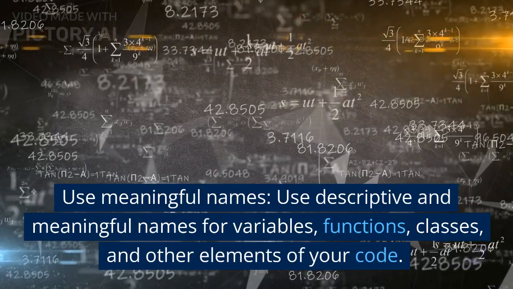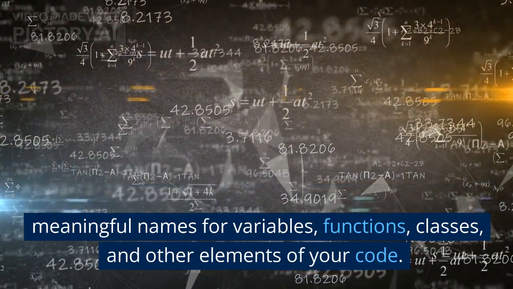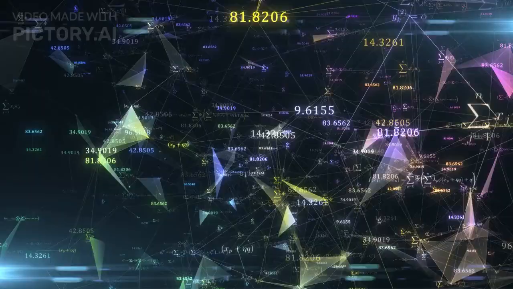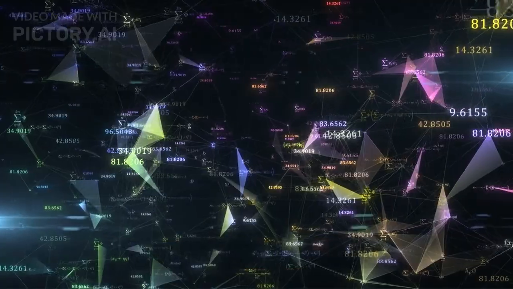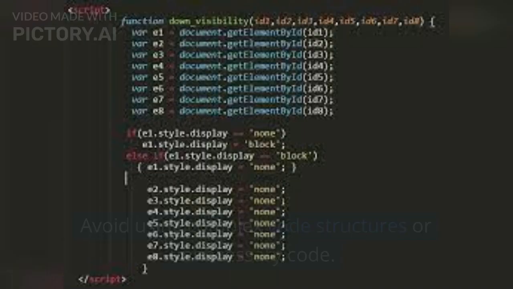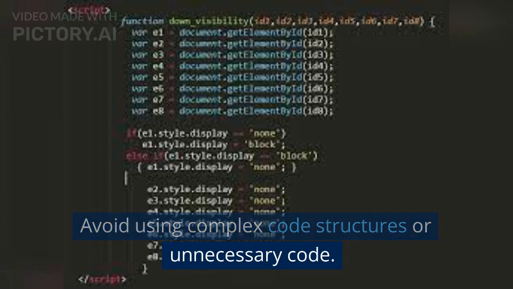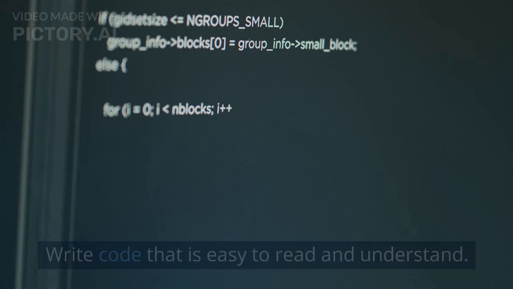Use meaningful names. Use descriptive and meaningful names for variables, functions, classes, and other elements of your code. Avoid using abbreviations or acronyms that are not commonly understood. Keep it simple. Keep your code simple and easy to understand. Avoid using complex code structures or unnecessary code. Write code that is easy to read and understand.